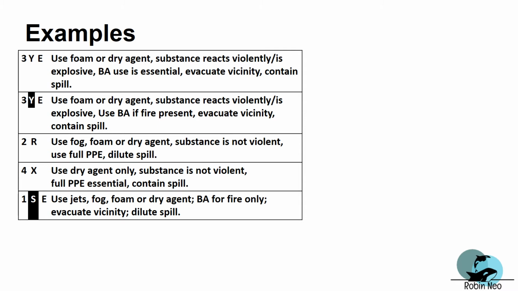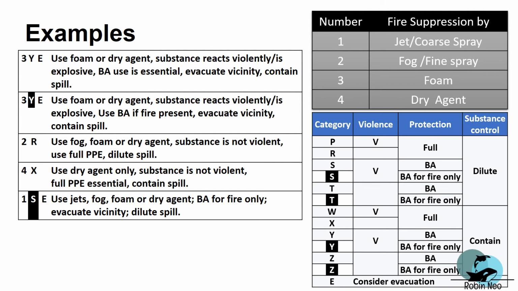For EAC 3YE, looking at the table, we deduce that we have to use foam or dry agent. Substance reacts violently or is explosive. BA use is essential for Y without black background, evacuate vicinity and contain spill. Again for 3[Y]E, containing Y with black background, we need to use foam or dry agent. Substance reacts violently or is explosive, use BA if fire present, evacuate vicinity, and contain spill.